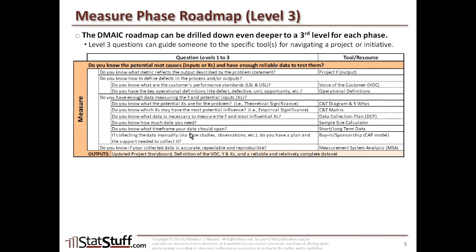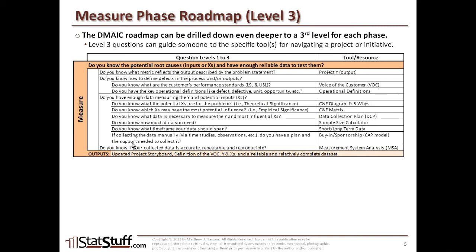Next, do you know what time frame your data should span? Well, we need to make sure we have a clear understanding of what short and long-term data is and how that's represented in our data to make sure we're covering the right level of time reflected in our data. Once we can answer that, then we move on to the last third level question here, which is if collecting the data manually, for example, if you're using time studies or observations or having people report things on tick sheets, do you have a plan and the support needed to collect it? You're going to need sponsorship or buy-in from your team to make sure that you've got their support and making sure you're collecting the data in the right way so you can build the type of data that you can trust.